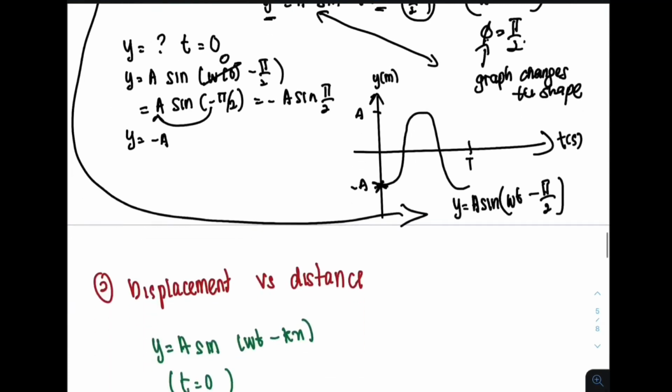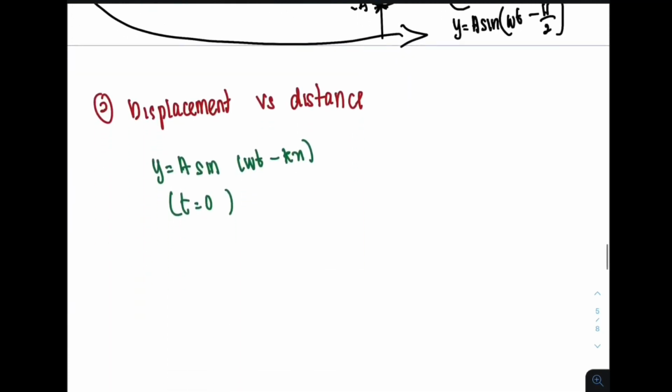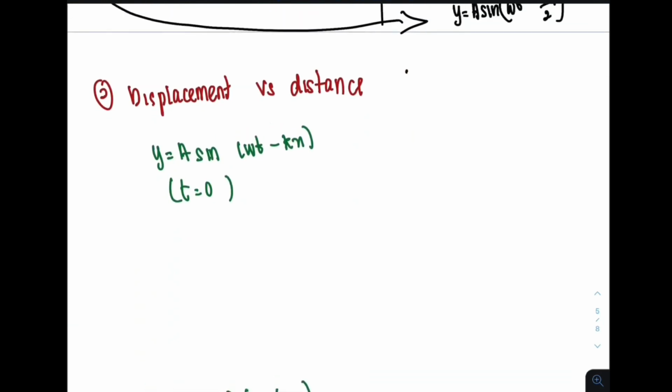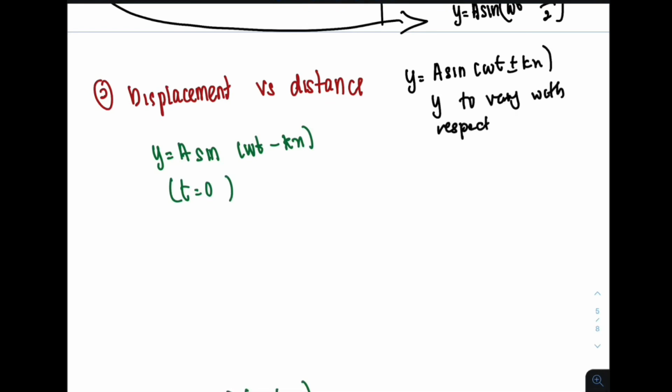Alright. So begitu juga bila kita nak lukis displacement versus distance. Tadi kita buat displacement versus time. Sekarang displacement versus distance. So general equation kita adalah y sama dengan A sin omega t plus minus kx. Betul tak? So sekarang kita nak y kita to vary with respect to x sahaja. With respect to x sahaja. We don't want with respect to t. Maksudnya kita nak hilangkan t lah.